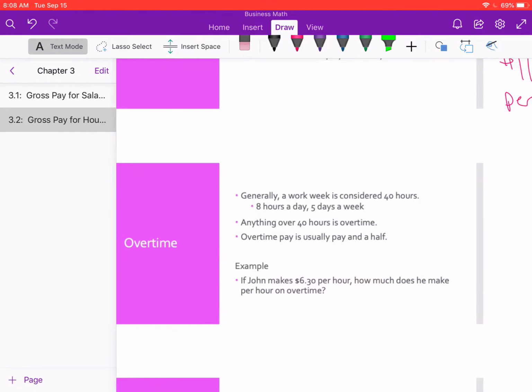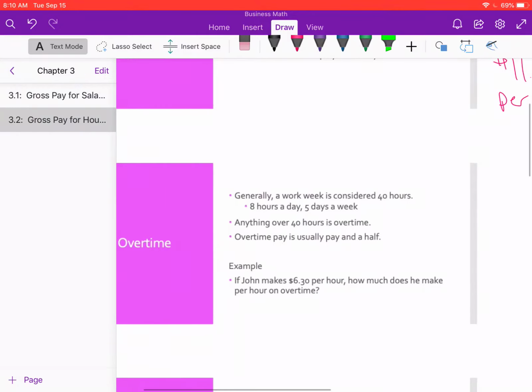Overtime. So if you're an hourly worker, you usually will be able to get paid overtime. Generally, a work week is considered 40 hours, which is 8 hours a day, 5 days a week. Anything over 40 hours is considered overtime. And usually overtime pay is pay and a half. So you get your normal hourly rate plus an extra half of what your actual hourly rate is.